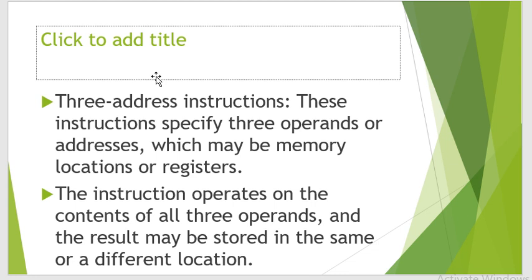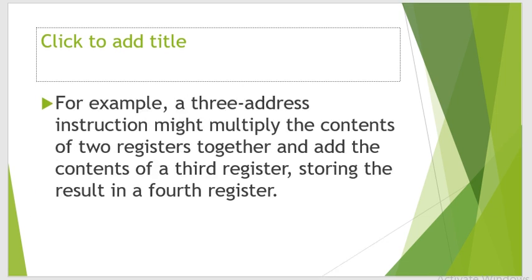After that, three address instructions. These instructions specify three operands or addresses, which may be memory locations or registers. The instruction operates on the contents of the three operands, and the result may be stored in the same or a different location. For example, a three address instruction might multiply the contents of two registers together and add the content of the third register, storing the result in a fourth register.